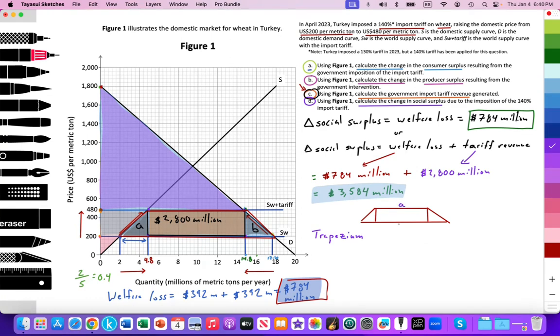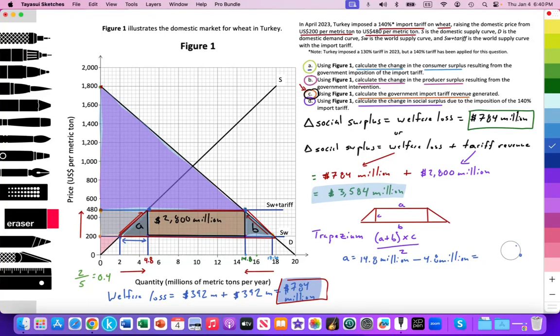So for a trapezium, here we have two lengths, A and B, and we also have a height C. So the surface area would be A plus B times C divided by 2. Okay? So what is the length of A? The length of A is going from this point to this point: 14.8 million minus 4.8 million. So A is 14.8 million minus 4.8 million, and that equals 10 million. No dollar sign there.